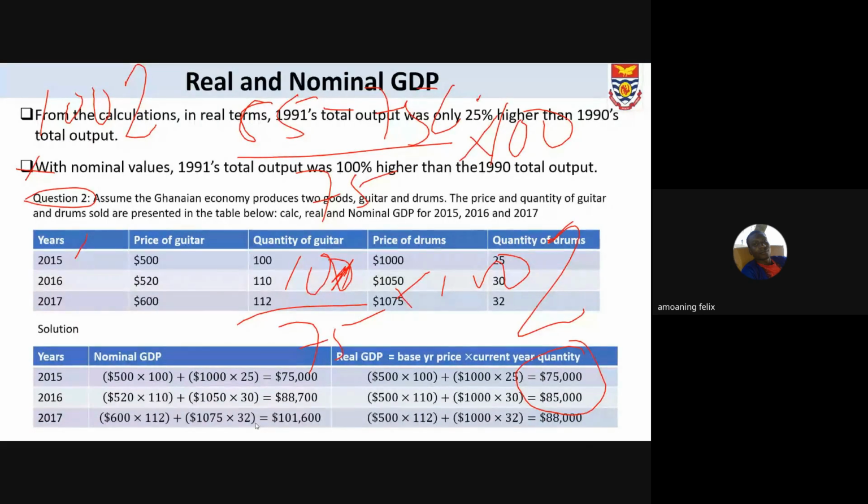You can calculate the rate for 2017 as well. 13.3%. Okay, so 13.3% is the growth rate. When you are calculating the growth rate, use the real GDP, unless the question specifies that you calculate the growth rate for the nominal GDP. If you want to find the growth rate, you use the real GDP. I hope that is well understood.